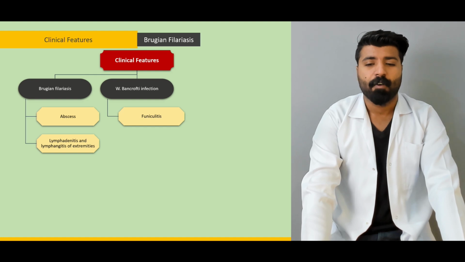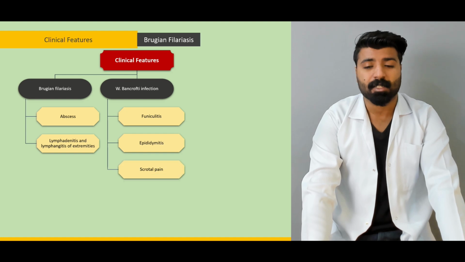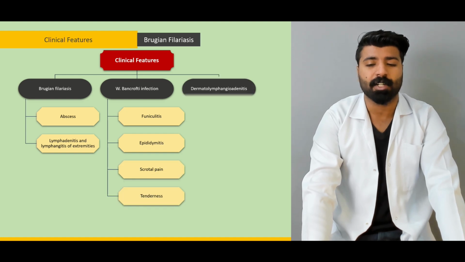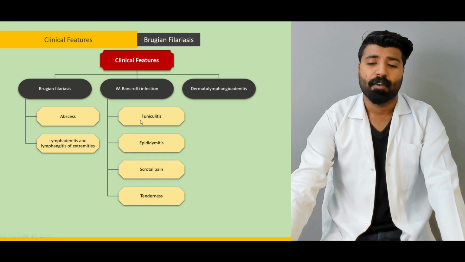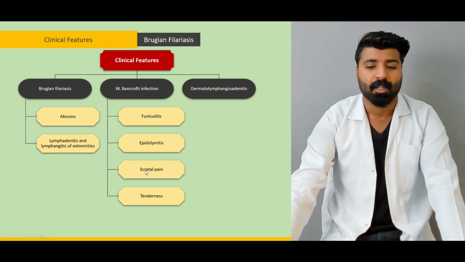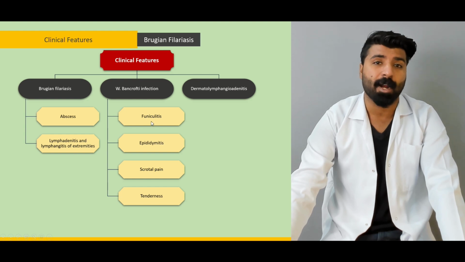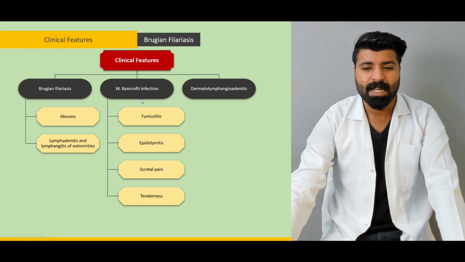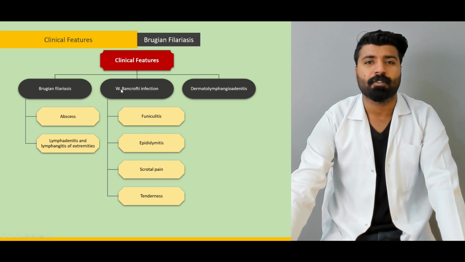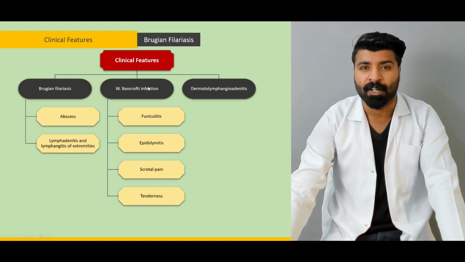Now, Wuchereria bancrofti infection will cause what? It will cause funiculitis. It will cause epididymitis. It will cause scrotal pain. It will cause tenderness. Now, all of these are related to what? Your testes. Inflammation of the funiculus is funiculitis. Inflammation of the epididymis is epididymitis. And when epididymitis and funiculitis are happening, it will lead to scrotal pain, and that will lead to tenderness. Now, these are clinical features of Wuchereria bancrofti infection.